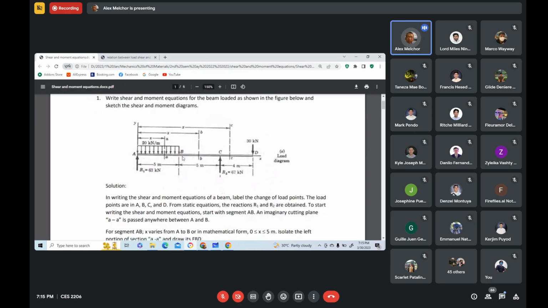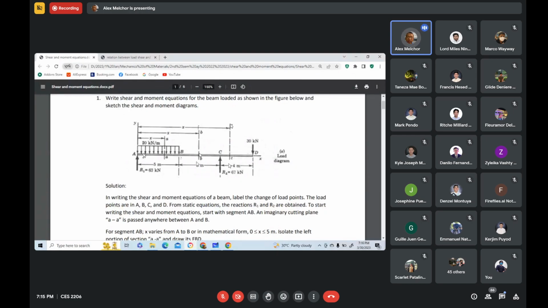And for the next segment, we do the same procedure. You pass an imaginary cutting plane passing anywhere between B and C. And you consider the left portion of section BB, and you apply the shear moment equations. And also here, for segment CD, you pass an imaginary cutting plane CC anywhere between C and D, and consider the left portion of the section.